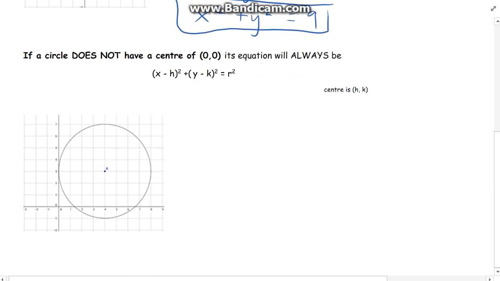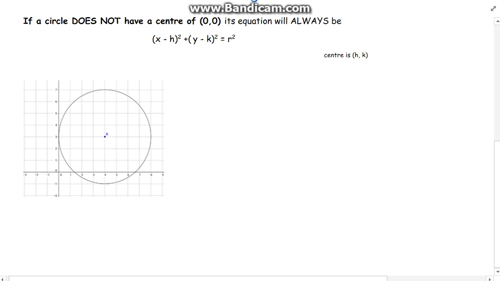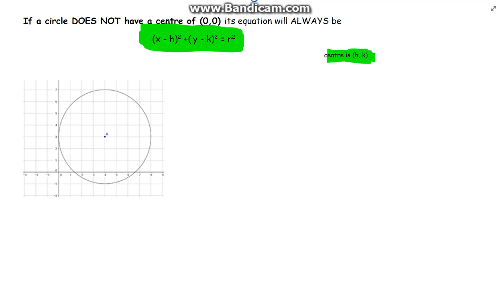Right, so it won't always go through 0, 0. Your centre won't always be 0, 0, as you've seen from your book and your exam papers. It might be 2, 3, it might be minus 4, 3, it could be anything. So if a circle does not have the centre 0, 0, its equation will always be x minus h all squared plus y minus k all squared equals r squared. And the centre point, just important to know, is h, k. With this one, it's in your log tables.